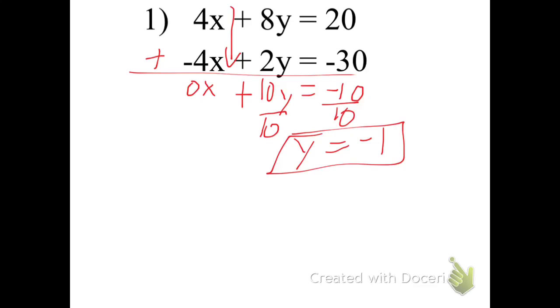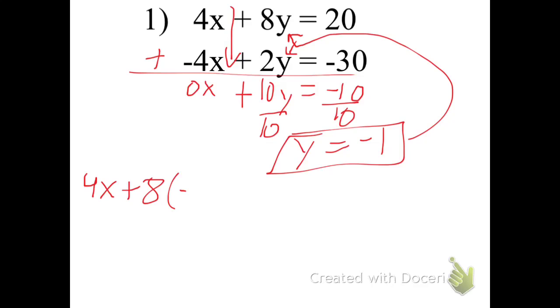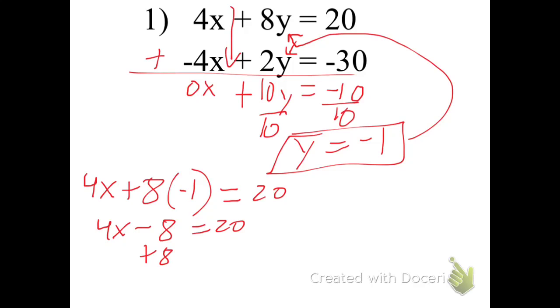Now what you do is you take this number, you plug it into one of the equations here, either the top one or the bottom one. I'm going to plug into the top one, so I got 4x plus 8, and then in parentheses negative 1, because it's 8y equals 20. Okay, 8 times negative 1 is negative 8, so I got 4x minus 8 equals 20. I'm going to add 8 now in an attempt to get x by itself. I have 4x equals 28. Oh, 4x, my bad. And divide by the 4.